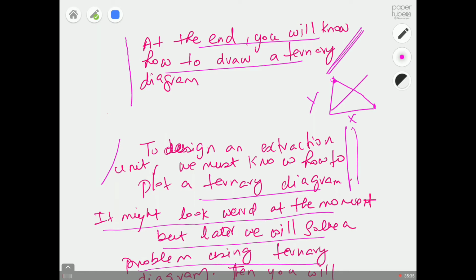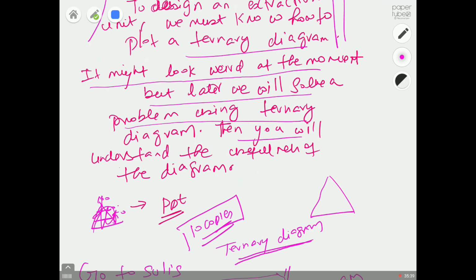Why do we need to plot a ternary diagram? Once you have the ternary diagram, probably in the next tutorial or next lecture, you will learn how to exploit this ternary diagram to design an extraction unit. We can perform a lot of design calculations using the ternary diagram. That thing we are going to learn in the next lecture. So for this one, I will read the problem again.